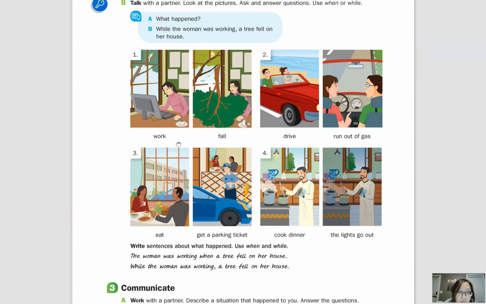So let's look at the next page. Exercise B. Okay, so it says, talk with a partner, look at the pictures, ask and answer questions, use when or while. So as I mentioned, we use when with the past tense for the interruption, the sudden event or activity. And then we use while with the continuous or ongoing activity that was already happening when the interruption happened. Okay, so I know again it can be confusing, but with more and more practice it should become easier.